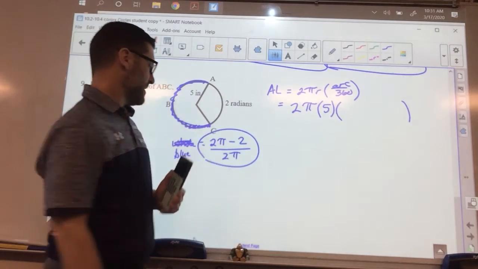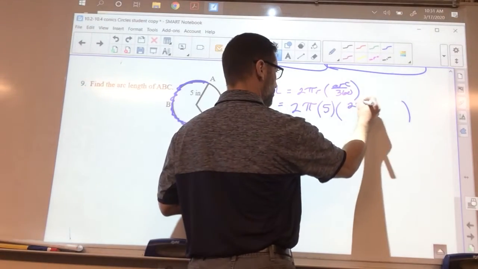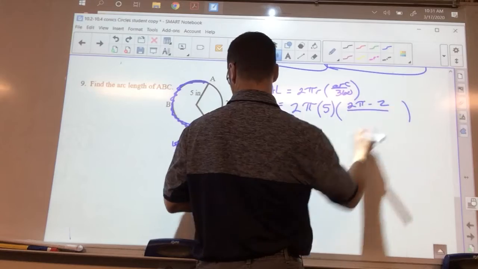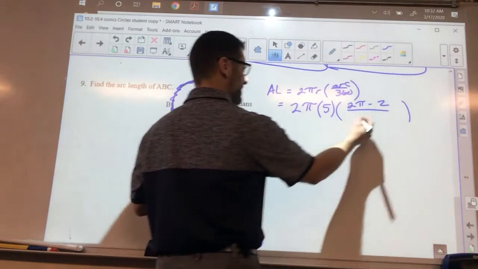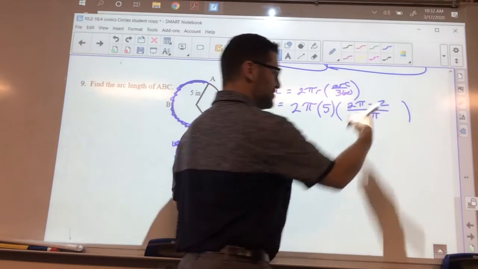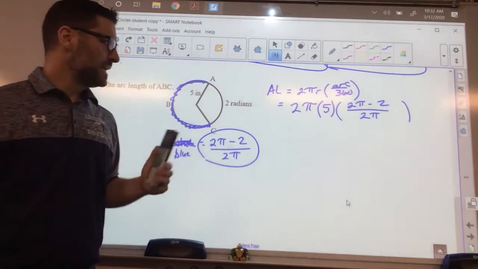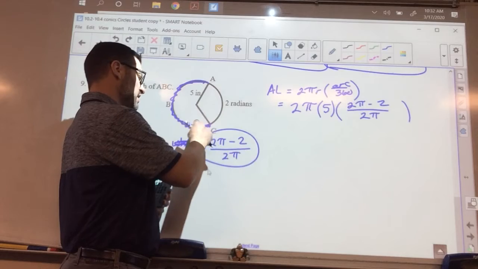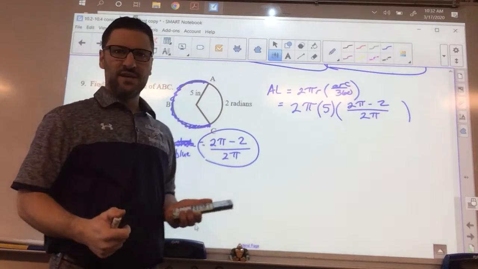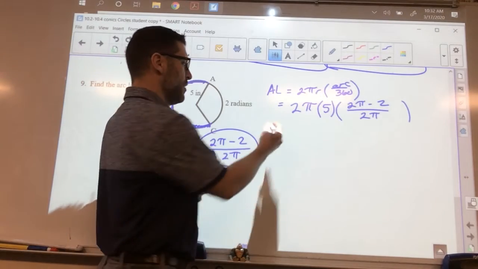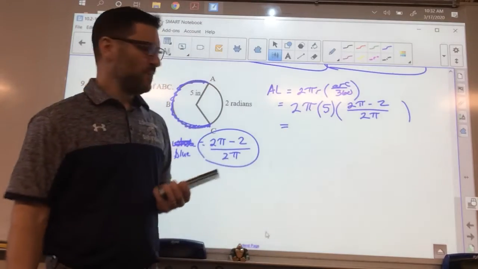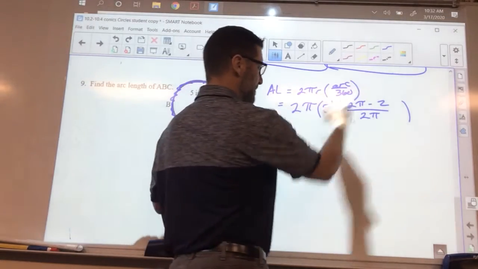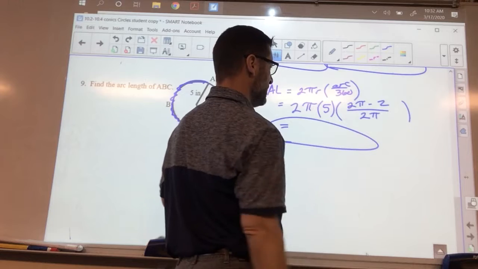Because I gave it to you like that. So I'm going to plug in here 2 pi minus 2, and then I'll divide it by 2 pi, and that should be a decimal under 1, and that decimal should equate to how much of the circle we really have. Why don't you go ahead and crank this one out as a decimal only?